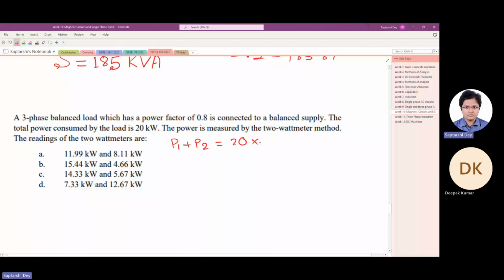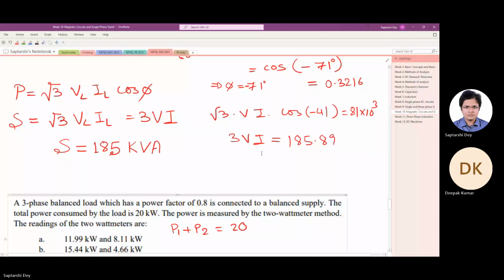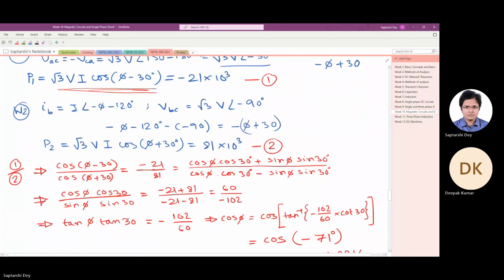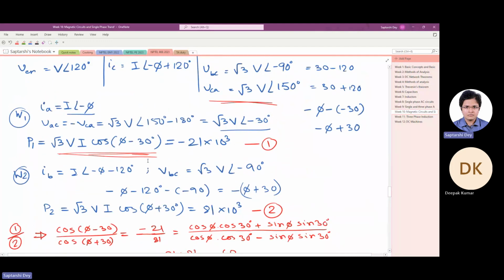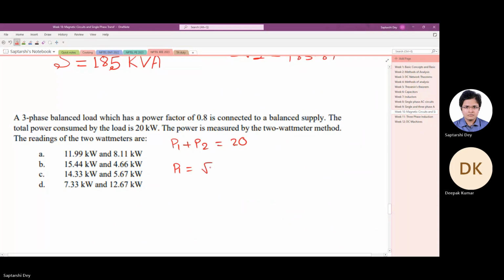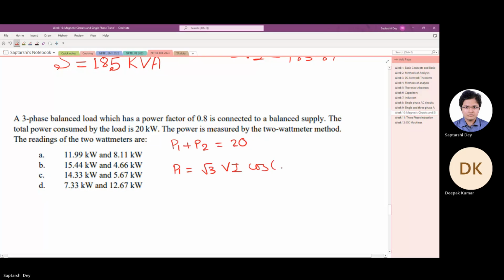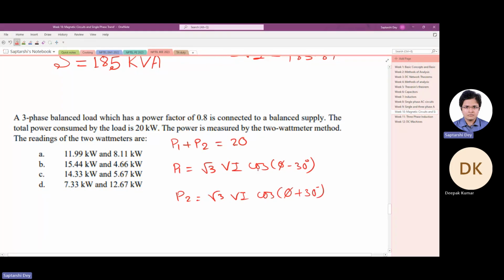And we know that P1 is, say, root 3 VI cos(phi minus 30). And P2 is root 3 VI cos(phi plus 30). Phi they have given, right? Phi they have given. So you can find this out.